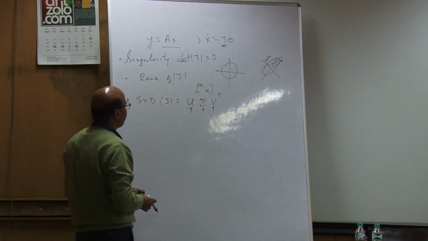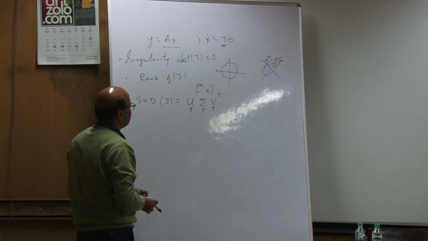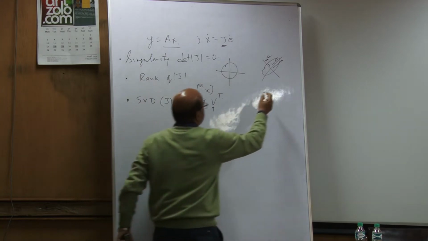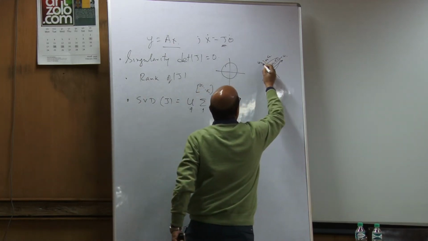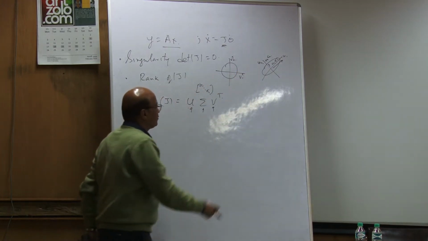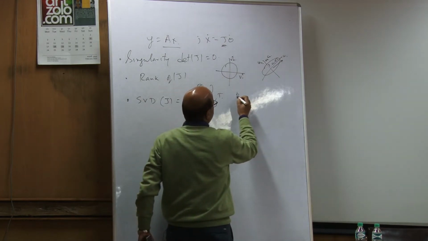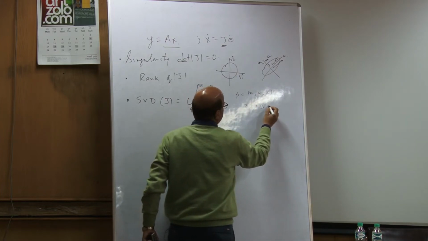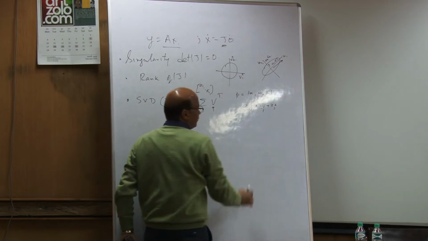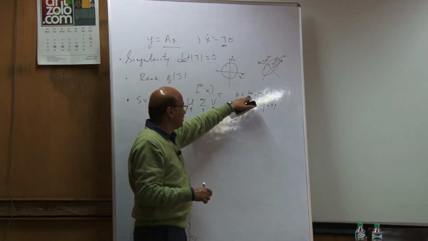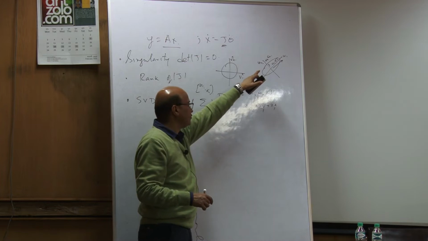Now, sigma 1 is a scalar value, so u is the vector. So u is the direction of this axis. This axis direction is u1, this is un. This is vt1, vtn. So it is actually the same as when we say a coordinate of a point p is equal to x, y, z. What is the meaning of this? It means x into i plus y into j plus z into k. So i, j, k are the unit vectors. We simply write x, y, z, but what we mean is that this is a direction, this also has direction, that also has direction. That is the meaning of u into sigma.